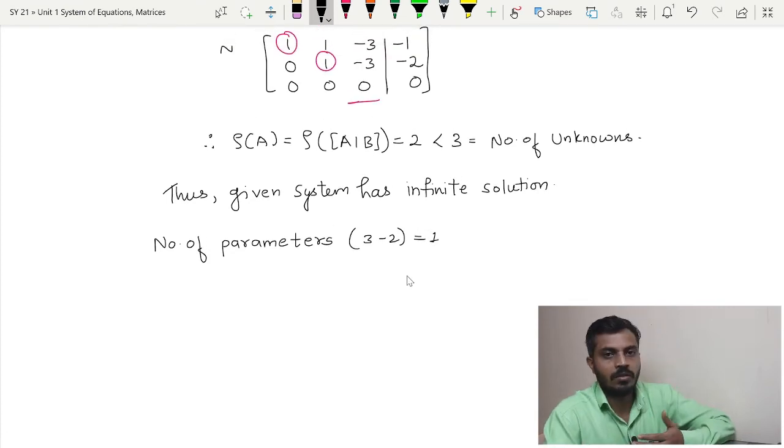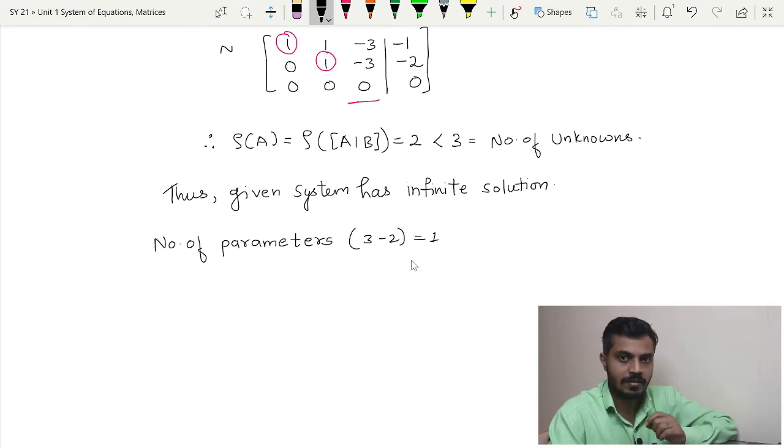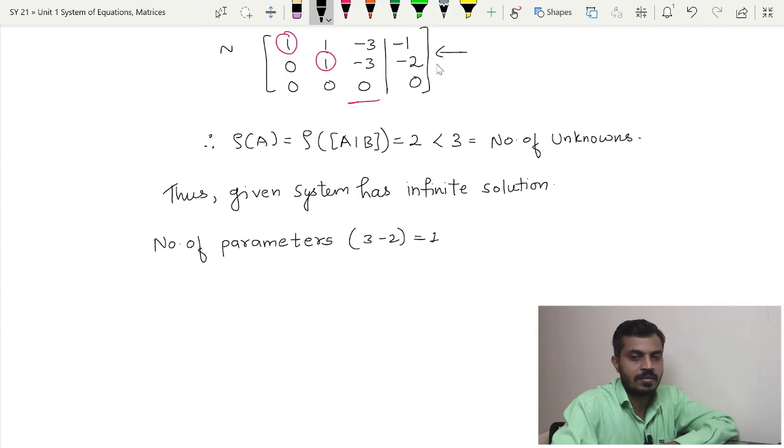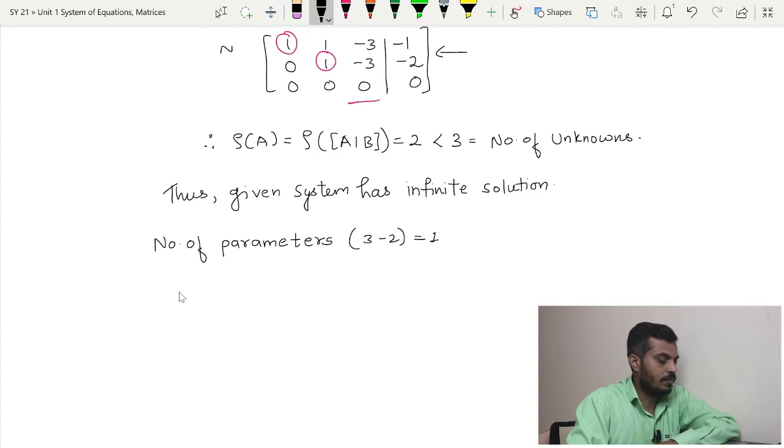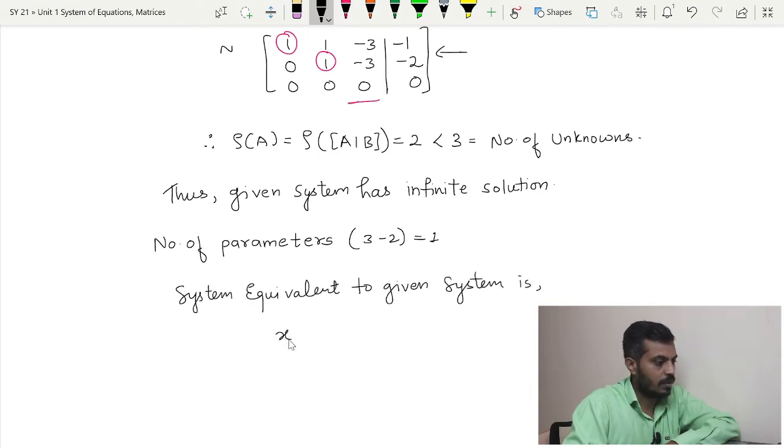Now the question is, what do you mean by parameter and how to use it? I will just tell you within a minute. So first of all, we will write down the equivalent system with the help of this matrix. So the system equivalent to the given system is, x plus y minus 3z is equal to minus 1 and y minus 3z is equal to minus 2.